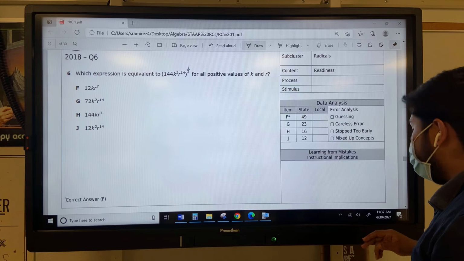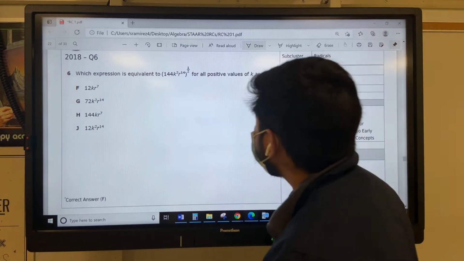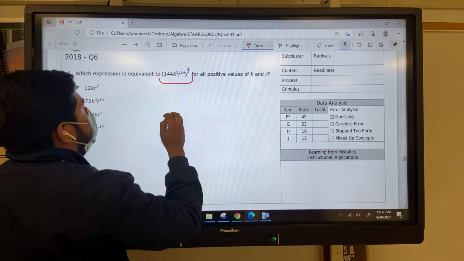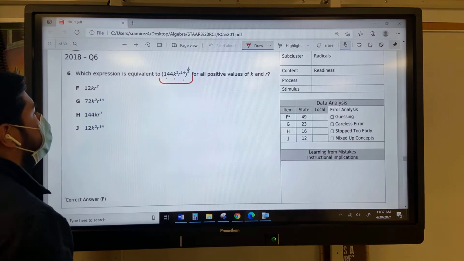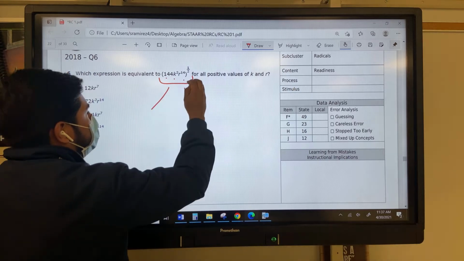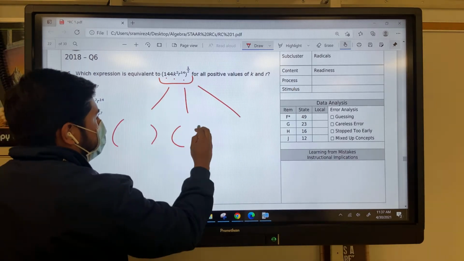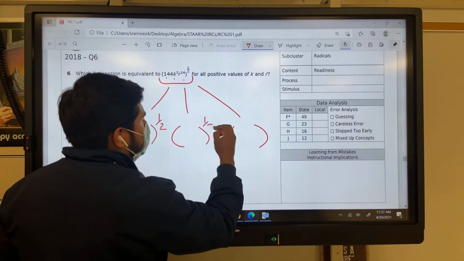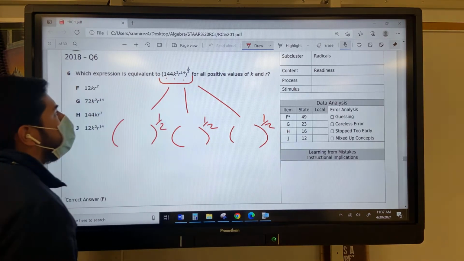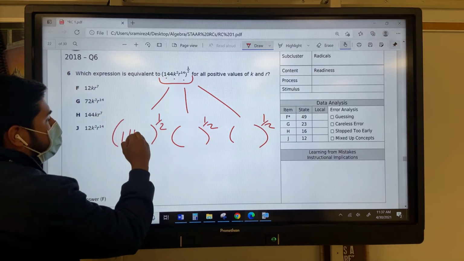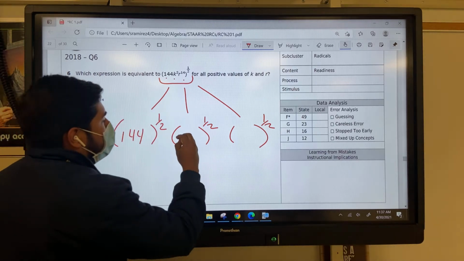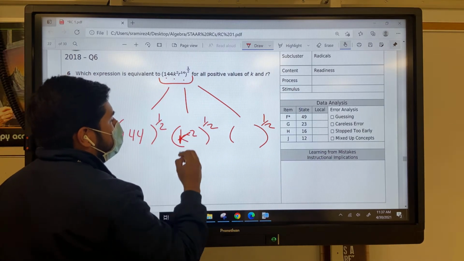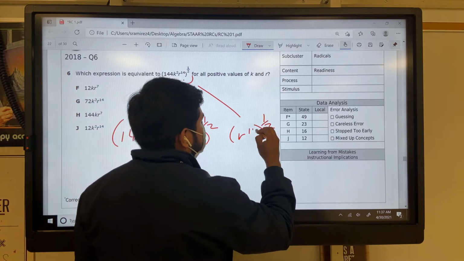Shoot, this is another hard one. Remember, it's a long time ago, but we're going to break it up. There's 1, 2, 3 parts in there. Boom, boom, boom. Parentheses, parentheses, parentheses. 1/2 goes to each one because I'm just breaking up the insides. And I put each one inside: 144, K to the 2, and R to the 14.